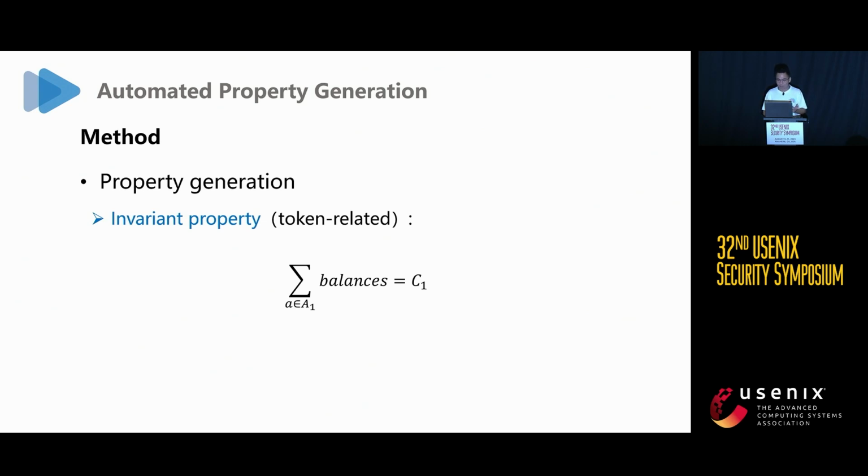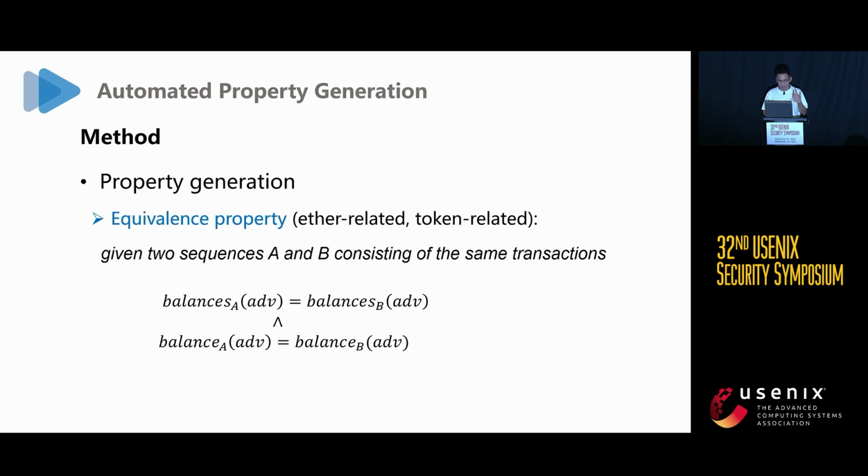an expected way. And the calculation of ether balance is performed by the Ethereum virtual machine. So we assume that the calculation is correct, so we do not provide an invariant for ether-related contracts. Note that this invariant can also be provided by the users of our tool. And the equivalence property is provided for ether-related contracts and token-related contracts.